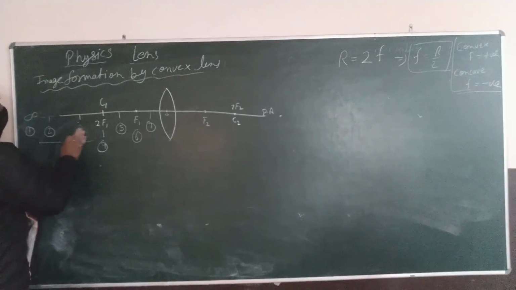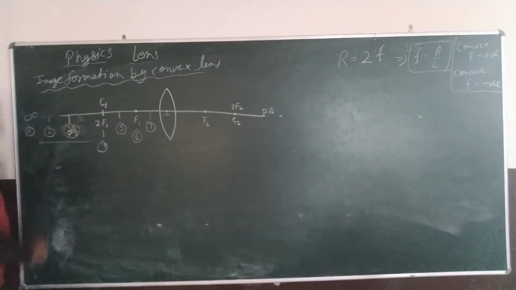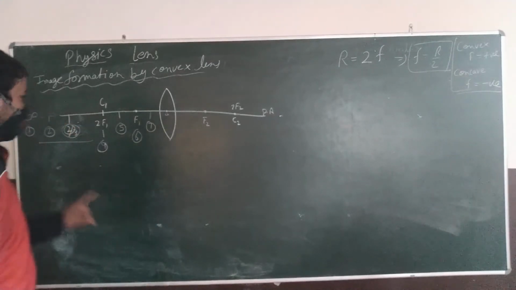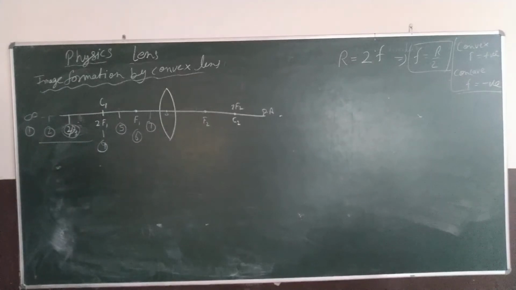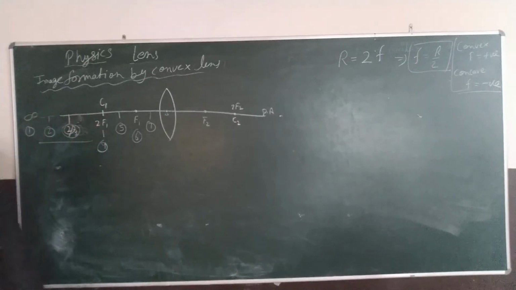So let's say 3 is not here, this is second or third. We will form the image for second or third simultaneously with the same image. Now, which kind of image do we observe?